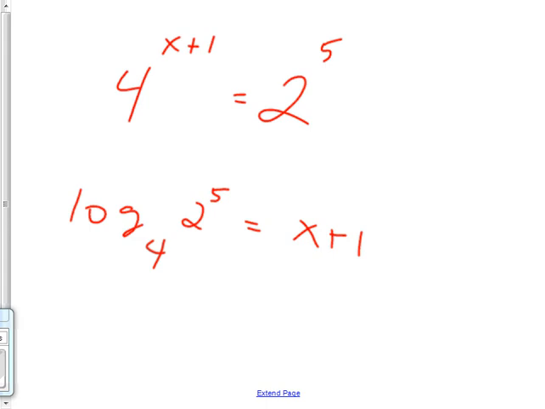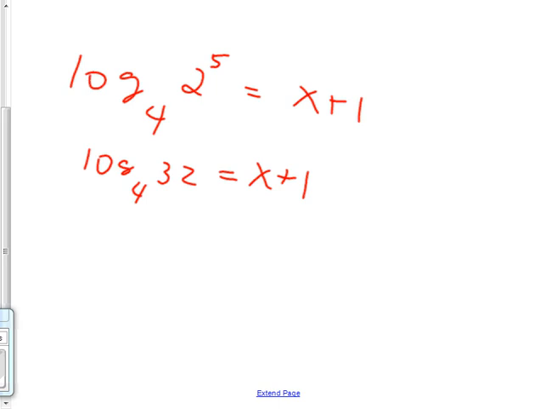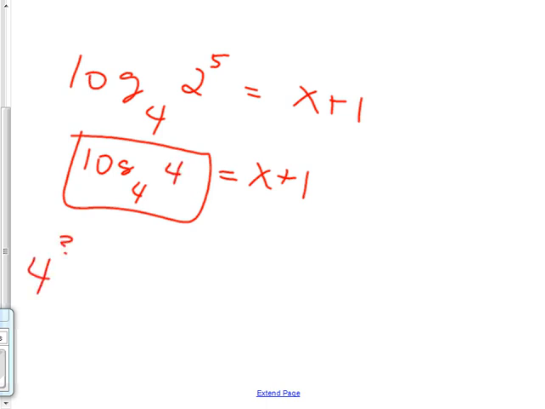Do you get that 2 to the 5th is really 32? Okay. Log base 4 of 32 is equal to x plus 1. Do you get that 32 could be written as a 4 to the something? That's the weird part. Because if I could write this so that 32 is like 4 to the something, then my answer would be the exponent. So, the 32, that is really 4 to the, what the heck, how do I do that? 4 to the something has to be 32.